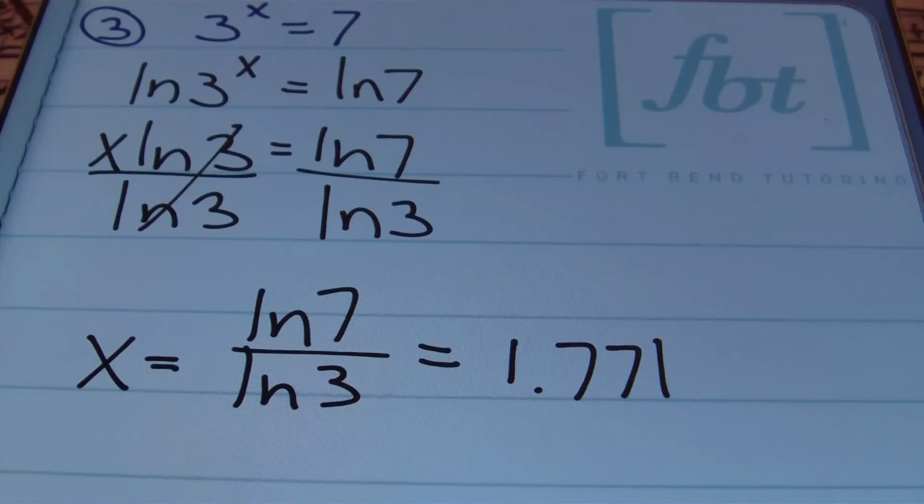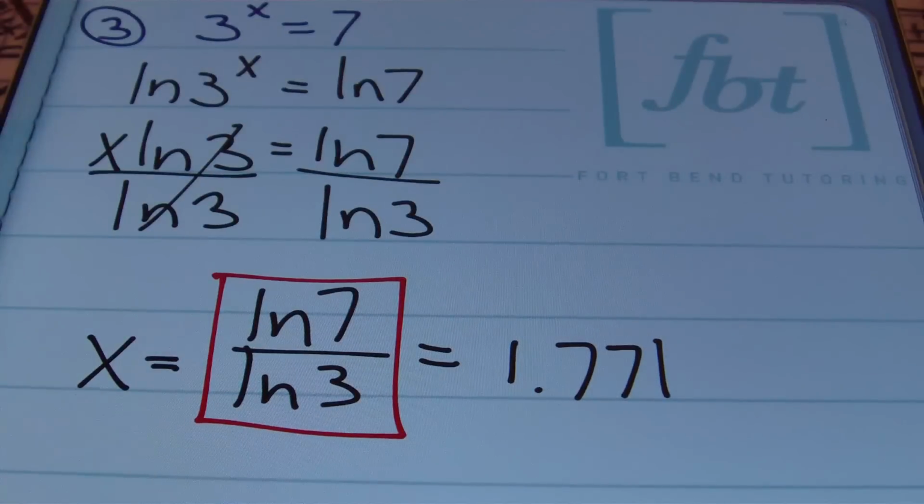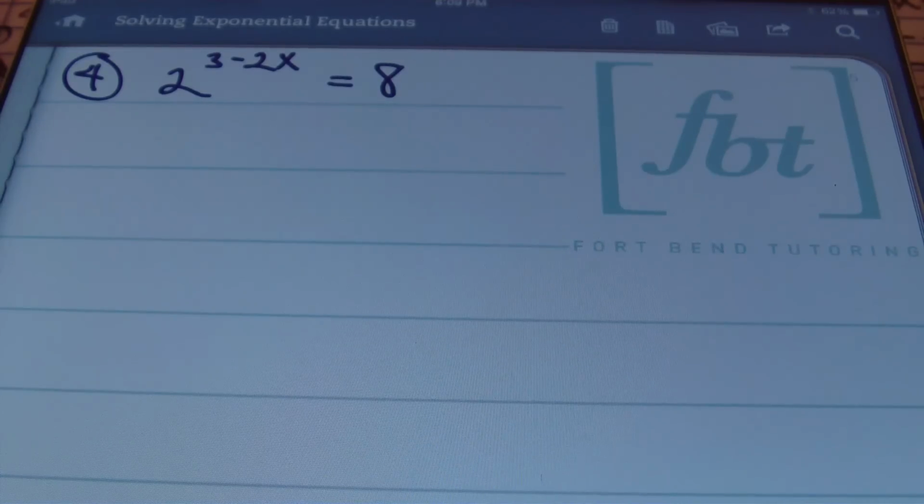All right, so there you go. We're going to red box our answers here. So if they're looking for an exact answer, you can leave it as the natural log of 7 divided by the natural log of 3. Or if your text or teacher is requesting an approximation to the nearest thousandths place, this would be your answer right here. Okay, so for problem number 4, we have 2 to the 3 minus 2x equals 8.